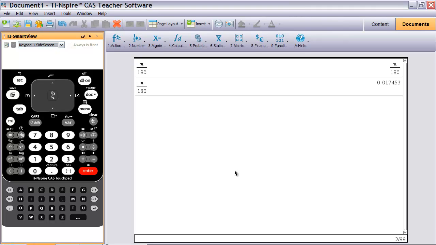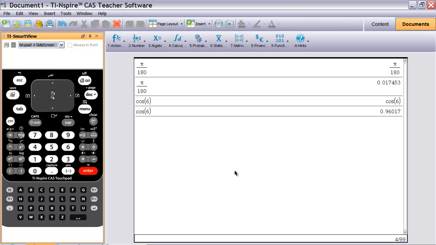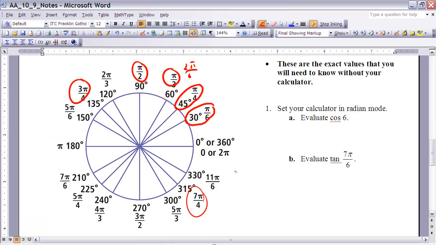If I want to find the cosine of 6, I'm going to put that in, with 6 in parentheses. If I hit Enter on that, I get an exact value, which is just the cosine of 6. But if I hit Control Enter, I will get the value for the cosine of 6, which to the nearest thousandths would be 0.960. And then part B says evaluate the tangent of 7 pi over 6.